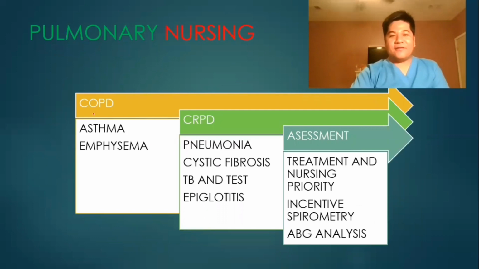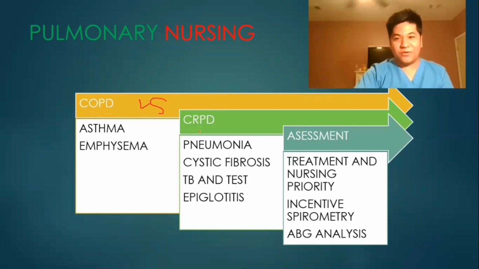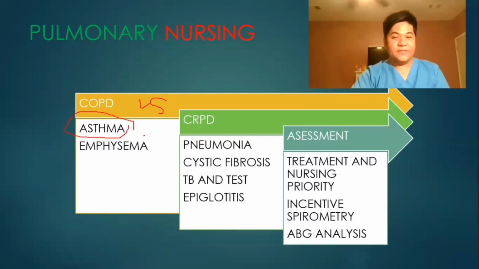Okay, for pulmonary nursing, now we would assess COPD, chronic obstructive pulmonary disease, and then restrictive pulmonary disease. Obstructive pulmonary, like your asthma, that's also their favorite. So what can we do with that? Okay, emphysema is also their favorite, like those elderly people who are thin and coughing all the time. What do we need to do? What do we need to consider with this?